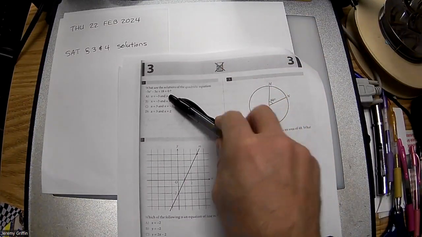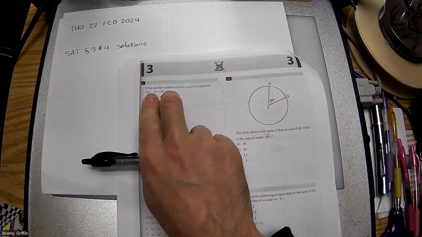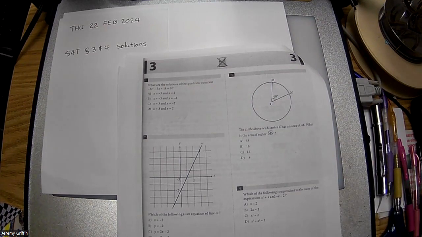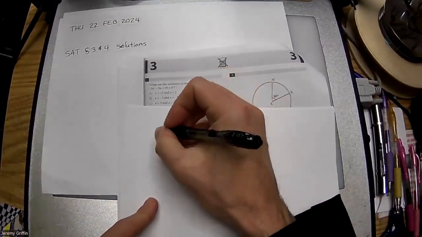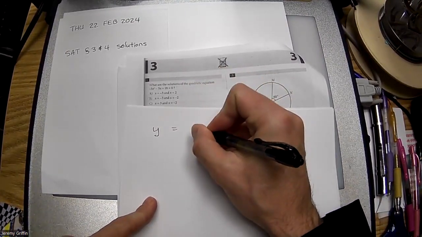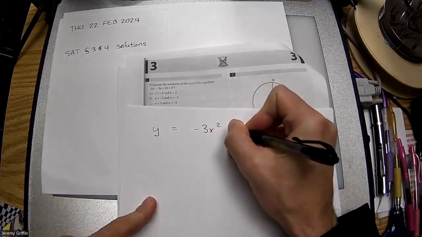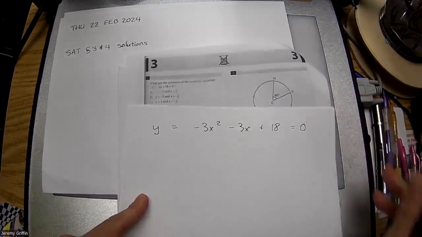First question: what are the solutions to the quadratic equation? And they go, oh, look at that right there, right? Which, by the way, if you graph that, would be a parabola, wouldn't it? So they say equals 0. Now, I'm going to change this a little bit. I'm going to say y equals. Now, they didn't say y equals, but I'm going to say that. Think of it like a parabola, right? 3x squared minus 3x plus 18. Now, they did say equals 0, right?